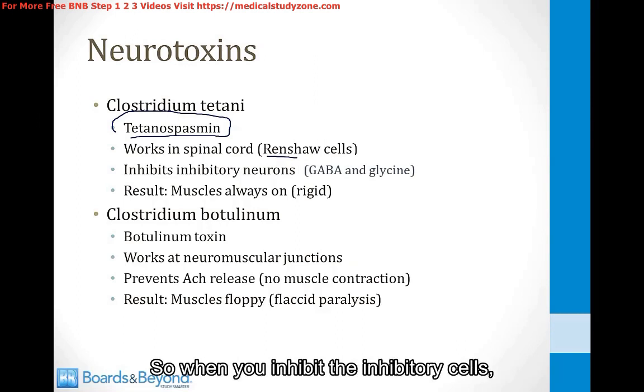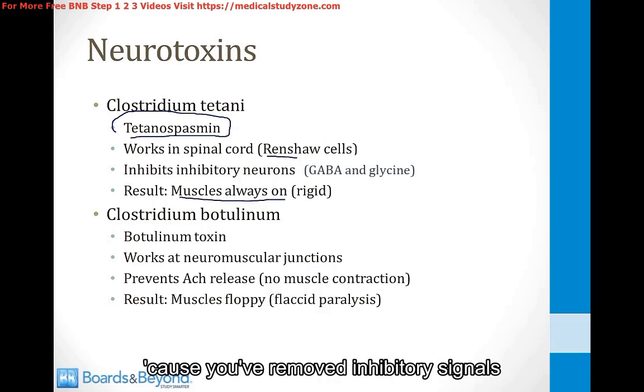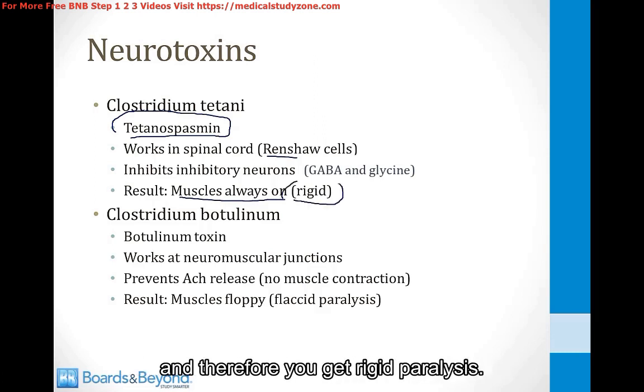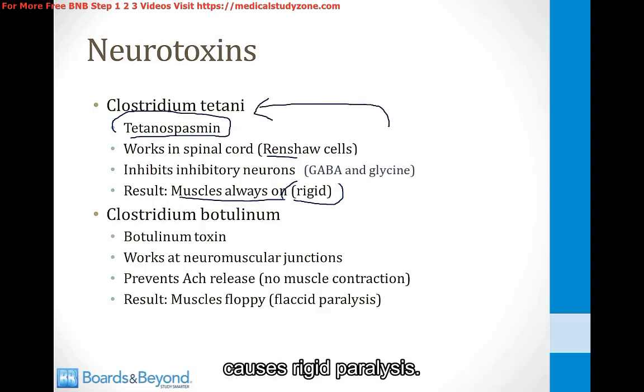So when you inhibit the inhibitory cells, the result is that you get overactive neurological activity. This means that the muscles will always be on because you've removed inhibitory signals, and therefore you get rigid paralysis. And it's very important to remember that tetanus causes rigid paralysis.